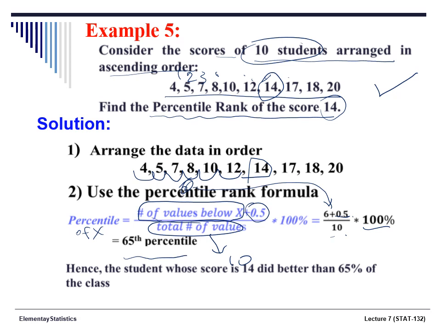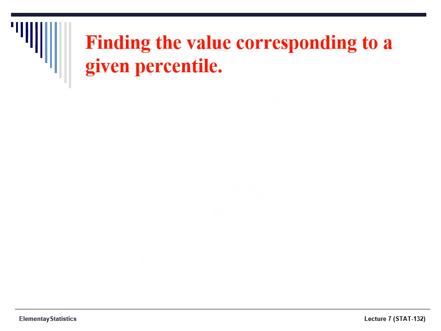Or you can say the student whose score is 14 did better than 65% of the class. Okay, now let's see how to find the value corresponding to a given percentile.